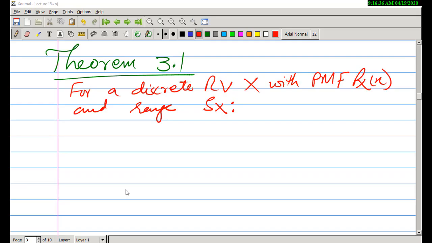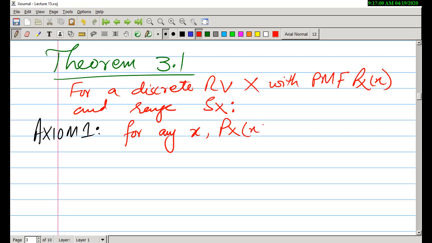So the first axiom, axiom 1, you must recall what those axioms are. For any x that belongs to the range of x, the probability mass function of x is greater than or equal to 0. Similarly, we defined that the probability of any event is greater than or equal to 0. Now here instead of an event we have the range, and from the range we get some values, and those values should be greater than or equal to 0.